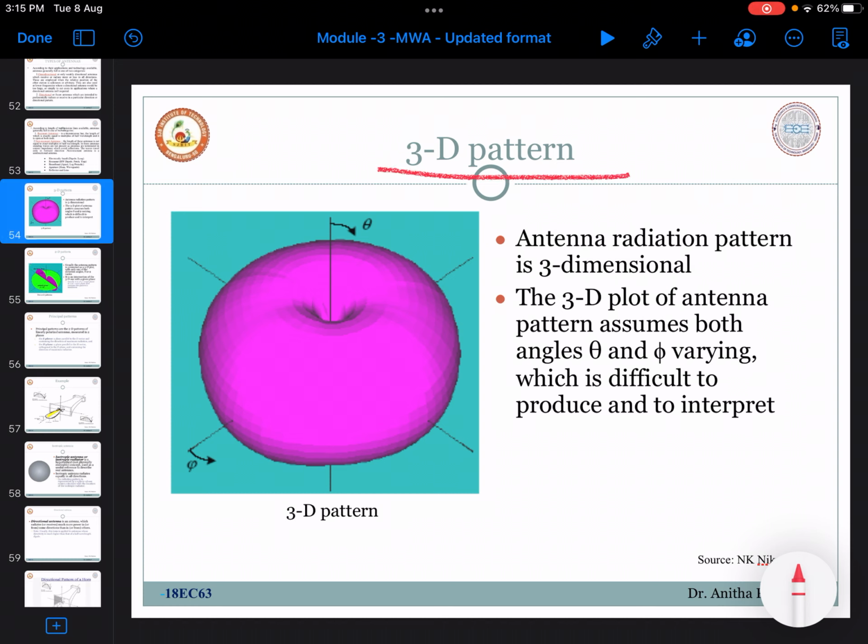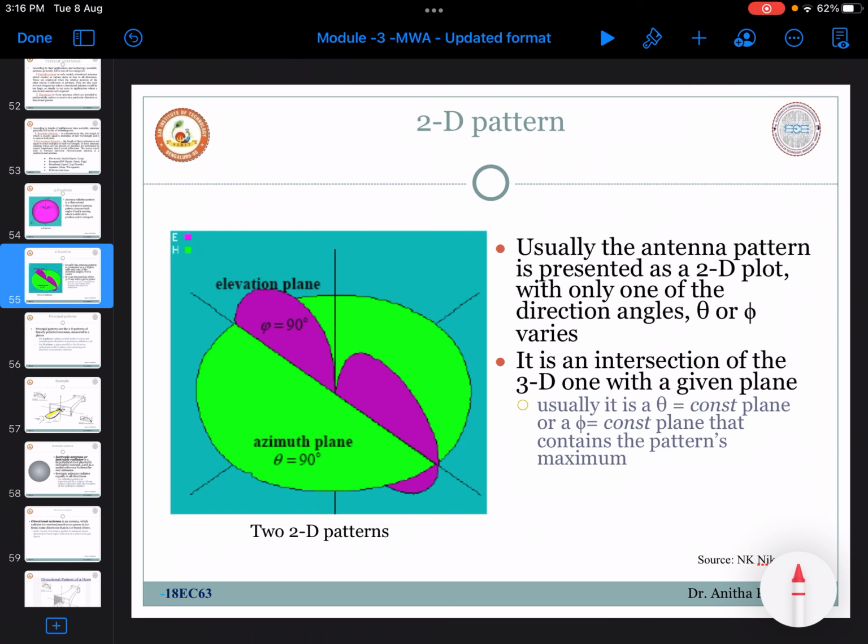in 3D, in three-dimensional form. So you will have both theta direction and phi direction, as the spherical coordinate system is the one we follow here. The spherical coordinates are r, theta and phi. As it is difficult to interpret, we'll go with the 2D pattern.